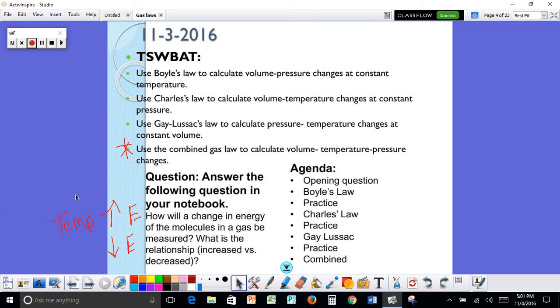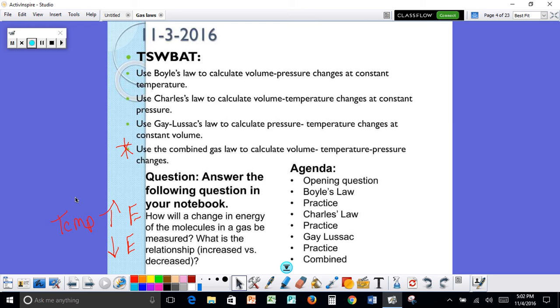relating to pressure. We're going to begin to look at some specific gas laws. Boyle's law, which is a relationship between volume and pressure. Charles's law, which is a relationship between volume and temperature. And Gay-Lussac, which is a specific relationship between pressure and temperature.